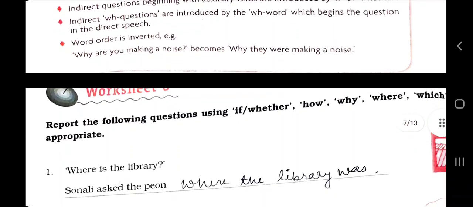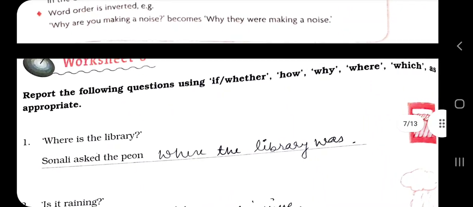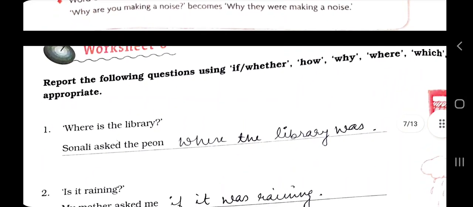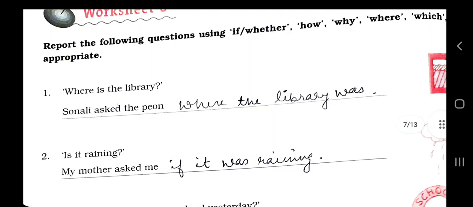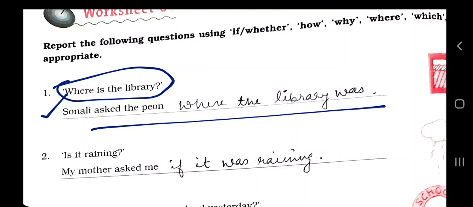Now let's see the worksheet. Next worksheet: report the following questions using if, whether, how, why, where, which as appropriate. Whatever is appropriate you have to fill in. Where is the library? Sonali asked the peon where the library was. Now see here, you must have noticed by now, this is direct speech and this is indirect speech. Do not think about why this name has been chosen, why Sonali. Any name can be chosen. The person is thinking that Sonali is speaking, and that person is talking directly to Sonali. Where is the library? Sonali asked the peon where the library was.